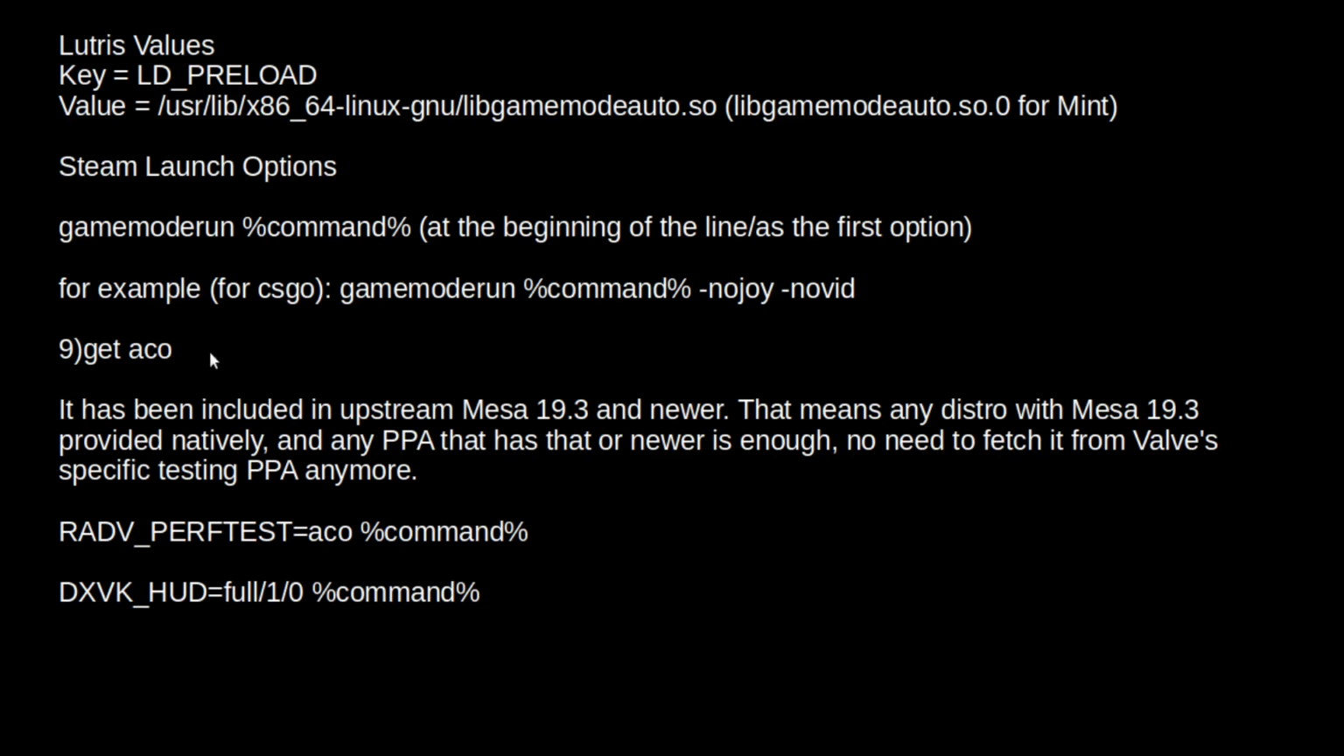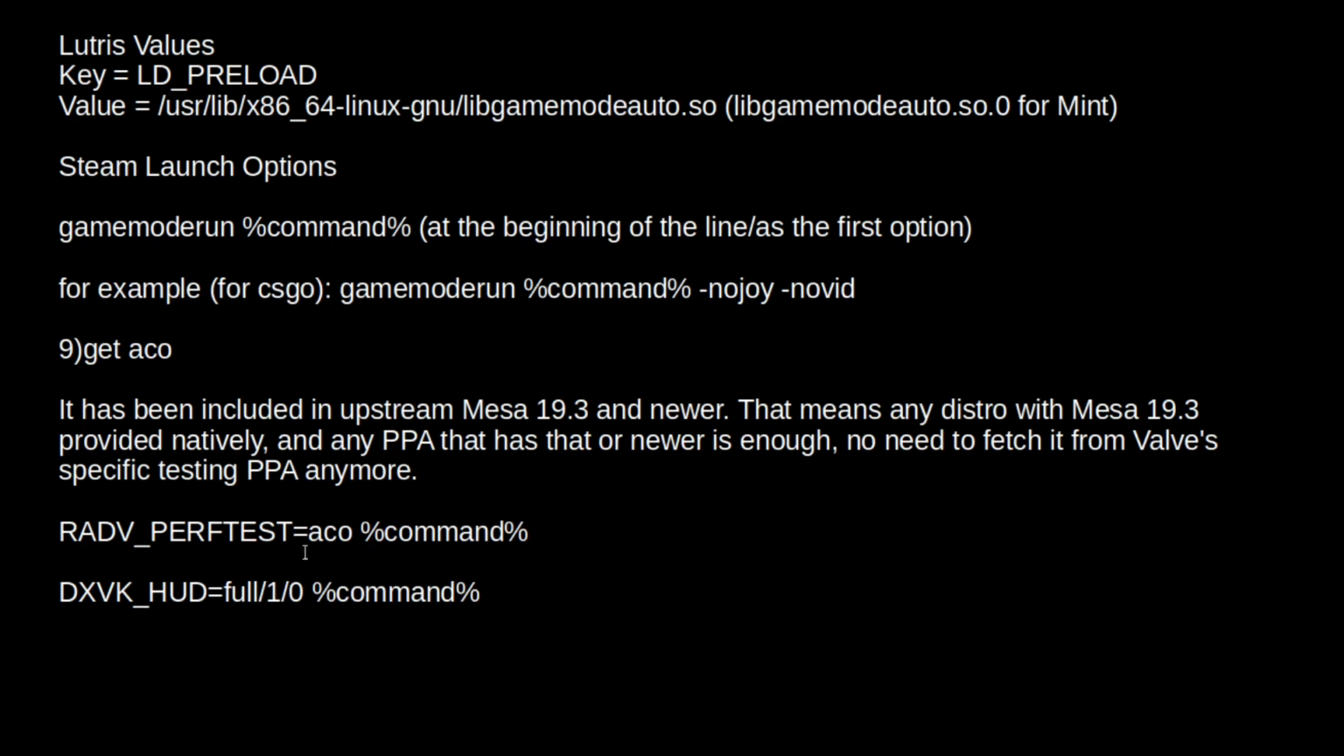Finally, if you're using an AMD video card, which is an RX 300 I believe, or newer, you will be able to use ACO. It's the Valve developed shader compiler, and it has been included in Mesa 19.3 and newer, so you don't really have to do anything if you have Mesa 19.3 or newer.